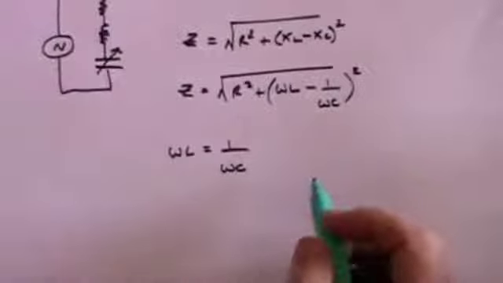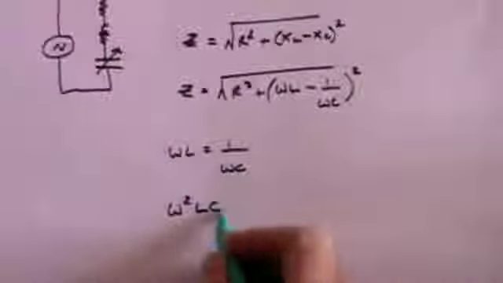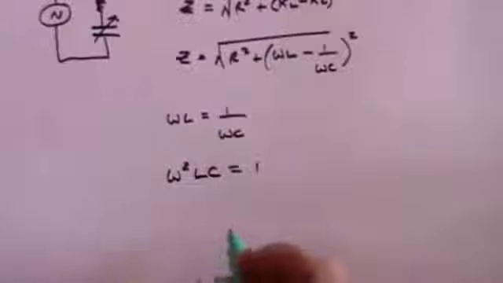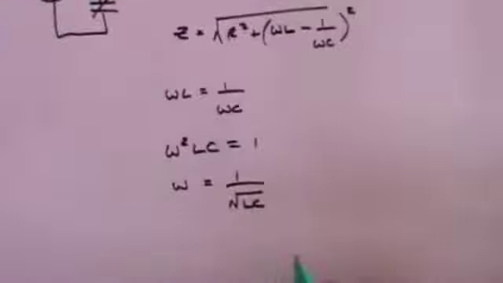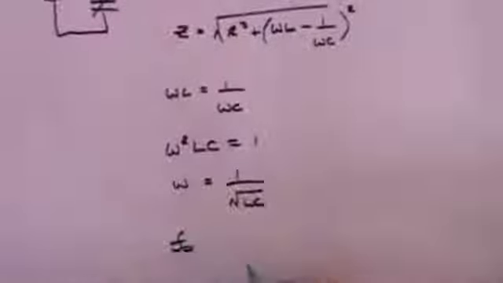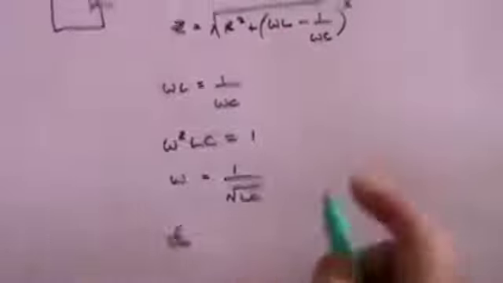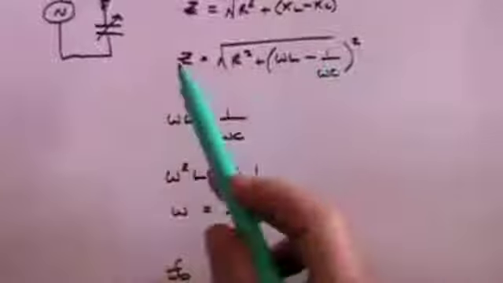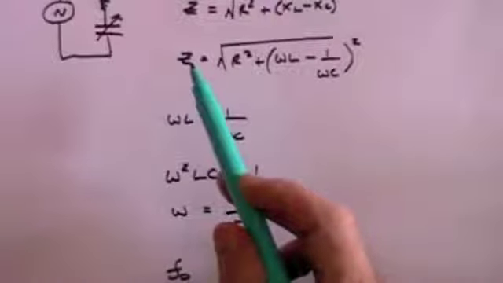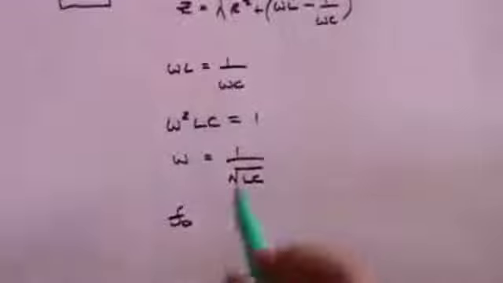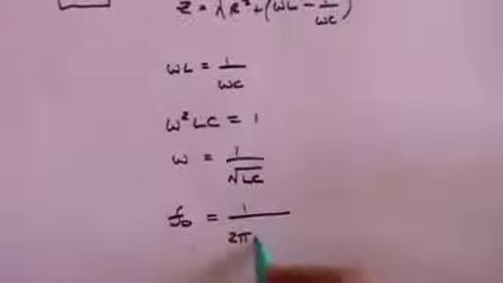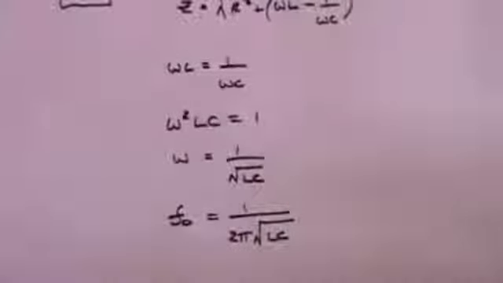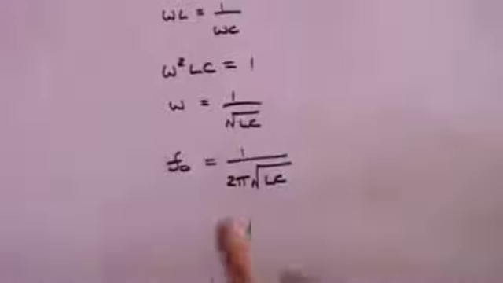Well, multiply this out and you get that omega squared LC equals 1, which means that omega is equal to 1 over the square root of LC, which means since omega is 2 pi f, the resonant frequency, the frequency at which this term equals 0 and therefore the impedance is minimized and therefore the current is maximized, is going to be 1 over 2 pi times the square root of LC.